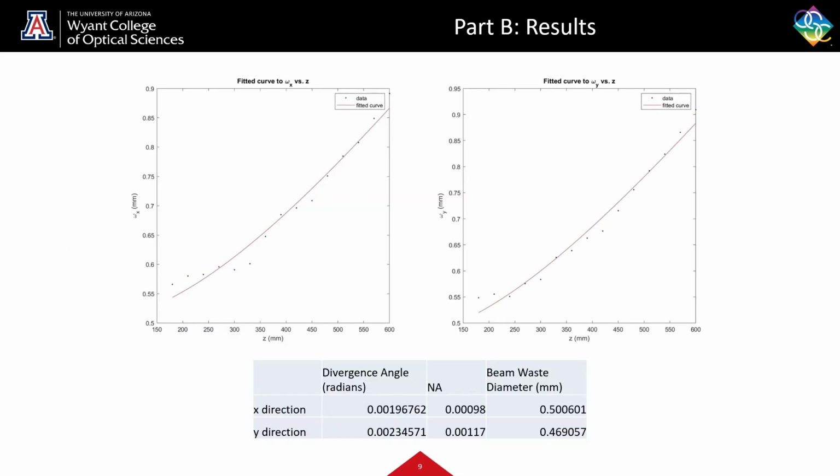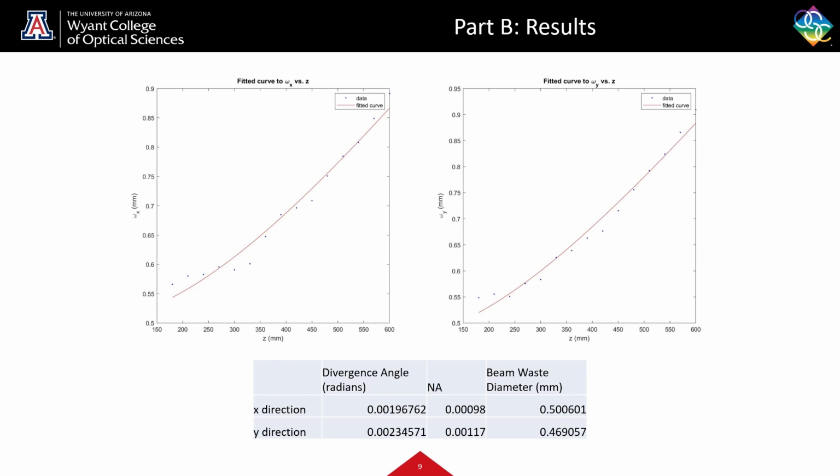And for our results, these are two graphs produced for the omega x direction and the omega y direction. We can see the fitted curves fit pretty well, and we calculate a divergence angle for the x direction of 0.00196762 radians and NA of 0.00098 and a beam waist diameter of about 0.5 millimeters.